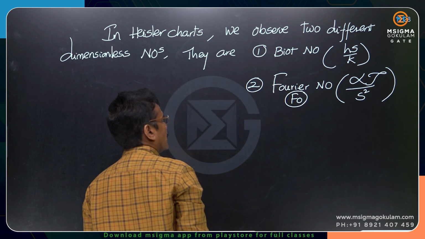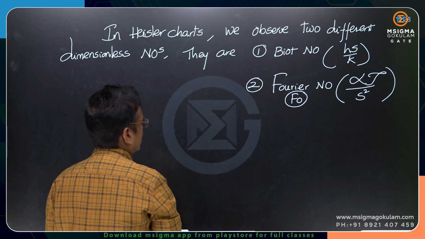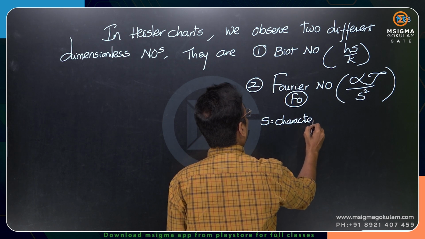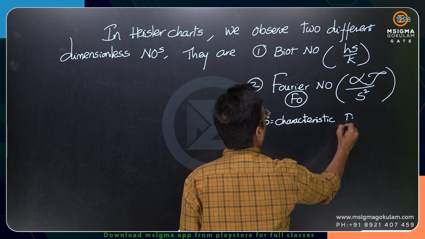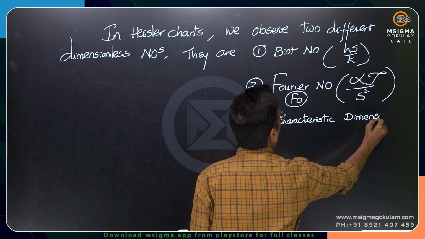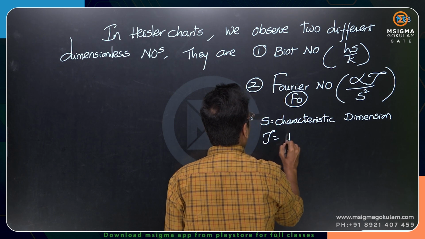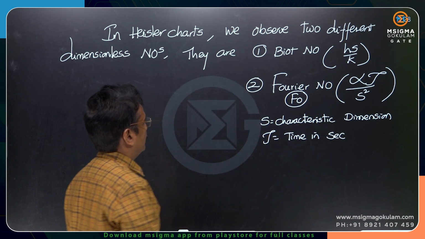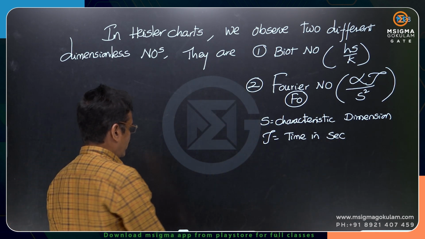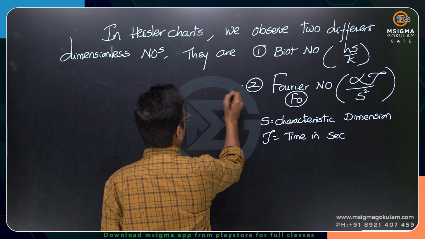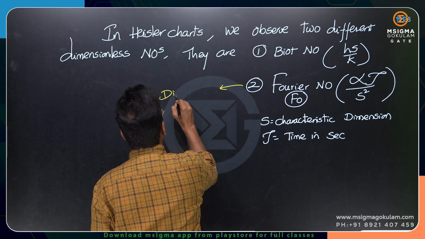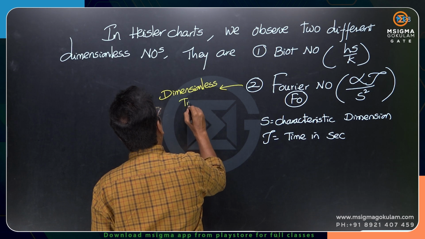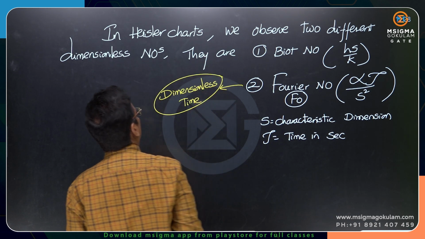This is the Biot number. Tau is the time. S is the characteristic dimension. The Fourier number is also known as the dimensionless time. The other name of the Fourier number is dimensionless time.